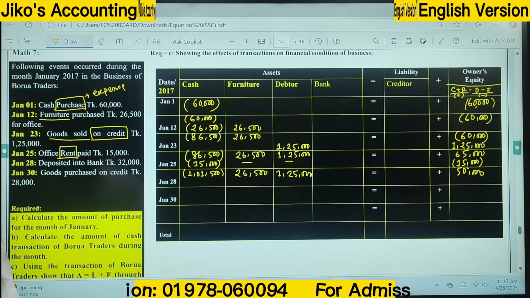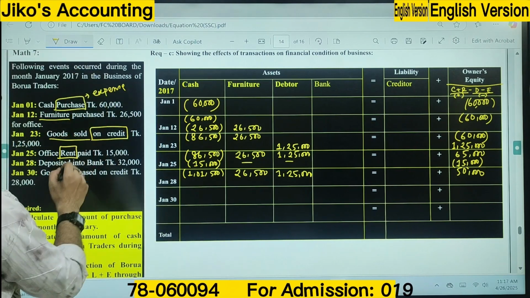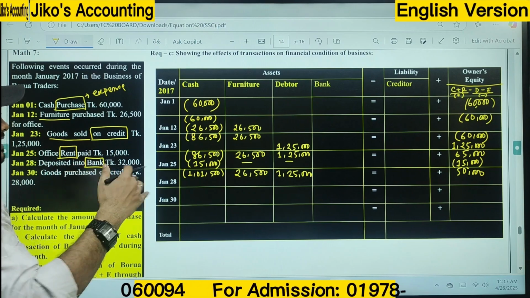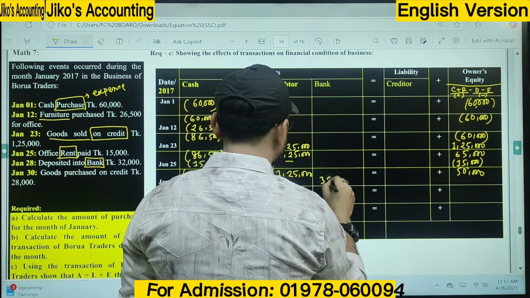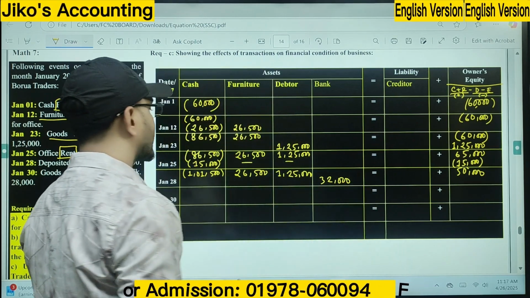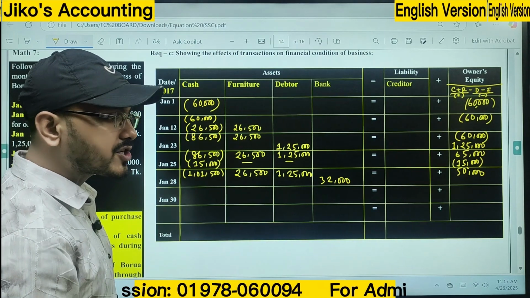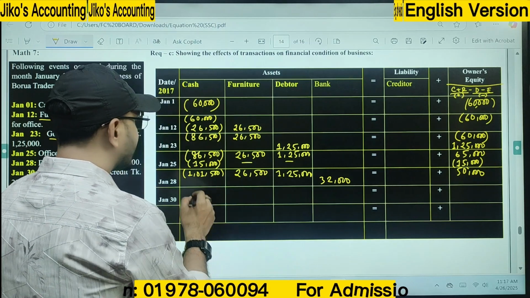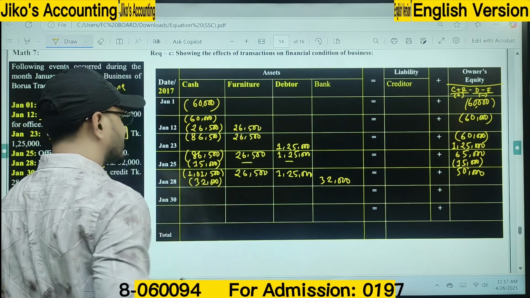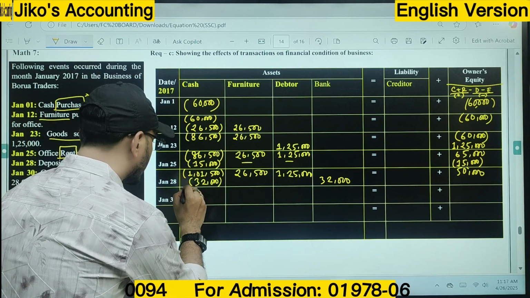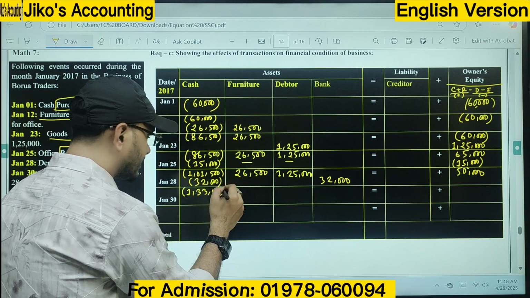What is January 28? Deposited into the bank taka 32,000. That means deposited to the bank. That indicates the increment of the bank account. What is my bank account here? 32,000. That increases the bank account. Okay, sir. How about my cash? Because of this payment, that indicates the reduction of the cash of my business. So you have to again deduct it from the cash, 32,000. So what is my amount here? 1,33,500 taka. Is it clear, sir?